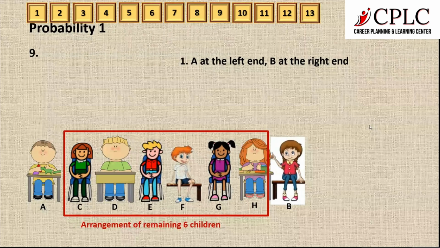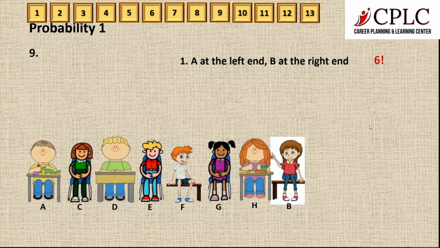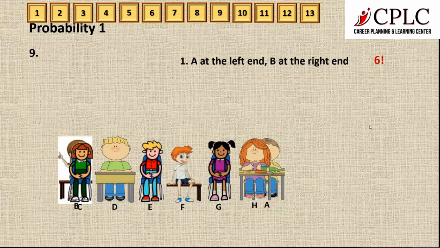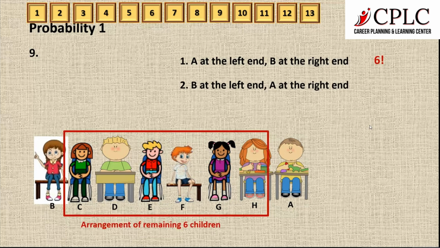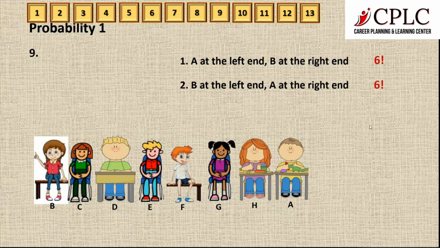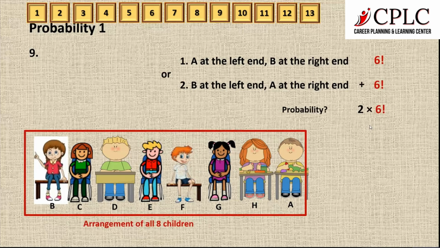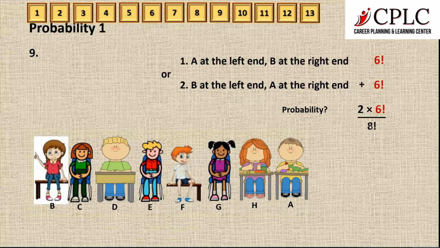The middle 6 children. So 6 people can be arranged in a linear arrangement in 6 factorial ways. And A and B can also sit interchangeably, hence it is going to be into 2. So it is 2 into 6 factorial. Sample space is going to be all possible outcomes, that is 8 factorial. So 2 into 6 factorial upon 8 factorial, that is option 5 is the answer.